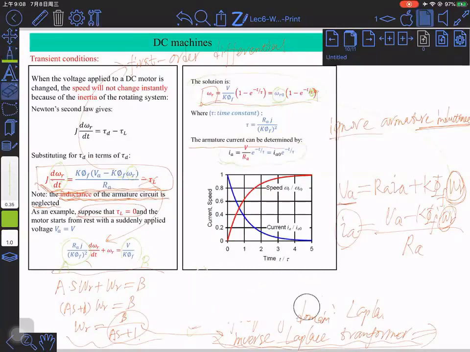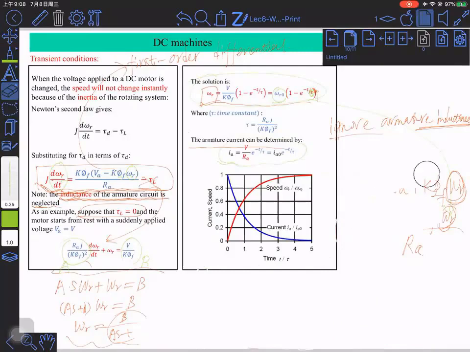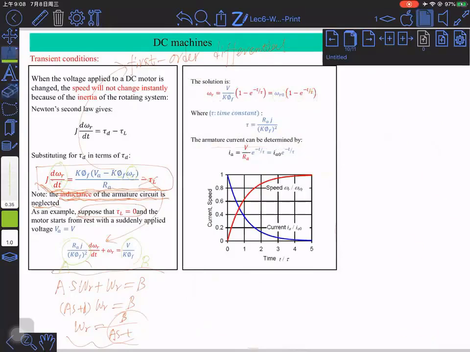And if you know both of the time domain expressions of IA and omega R, what you can do is plot them out in the time domain. Let's look at their plot in the time domain. This is a normalized plot where the x-axis is the time divided by the time constant. So you can see the time is 0 times tau, 1 times tau, twice tau, 3 times, and so on and so forth. On the y-axis, it is normalized current and speed with respect to the rated speed and rated current, the nominal speed and nominal current.